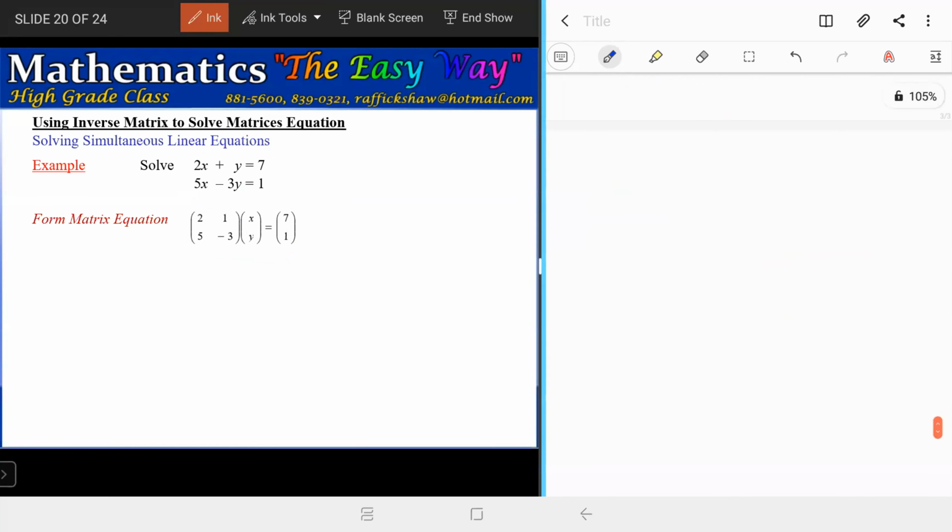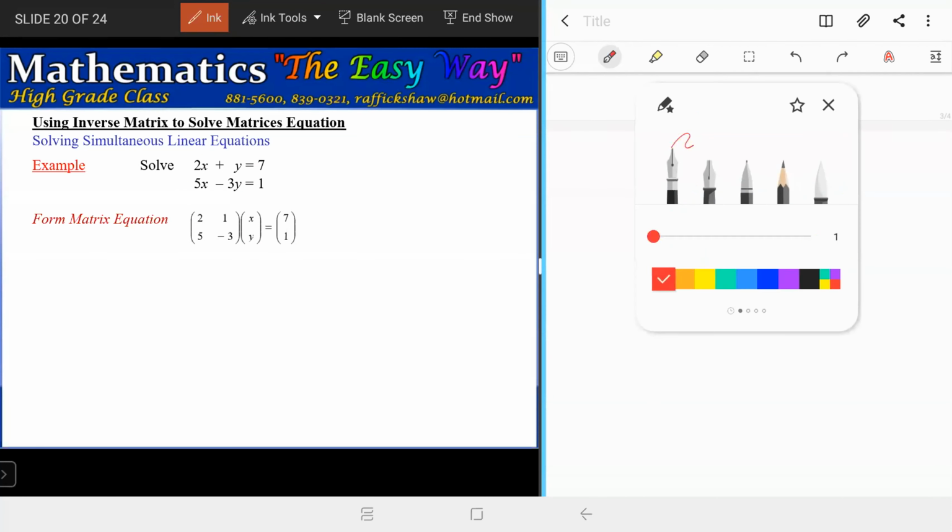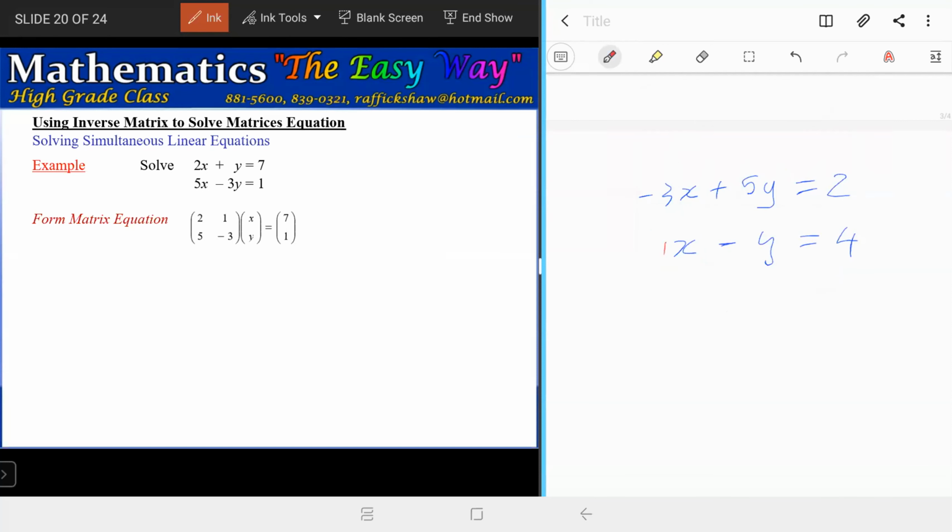So I have -3x plus 5y equals 2, and I have x minus y equals 4. As an example, I'm going to set up a matrix equation. Look now, I have the x value followed by the y value in that one, good. I have the x value followed by the y value in that one, good. Remember now, when no number is in front of the letter, it means that there's a 1 there, and there's a 1 there. So when there's no value in front of the letter, there's a 1.